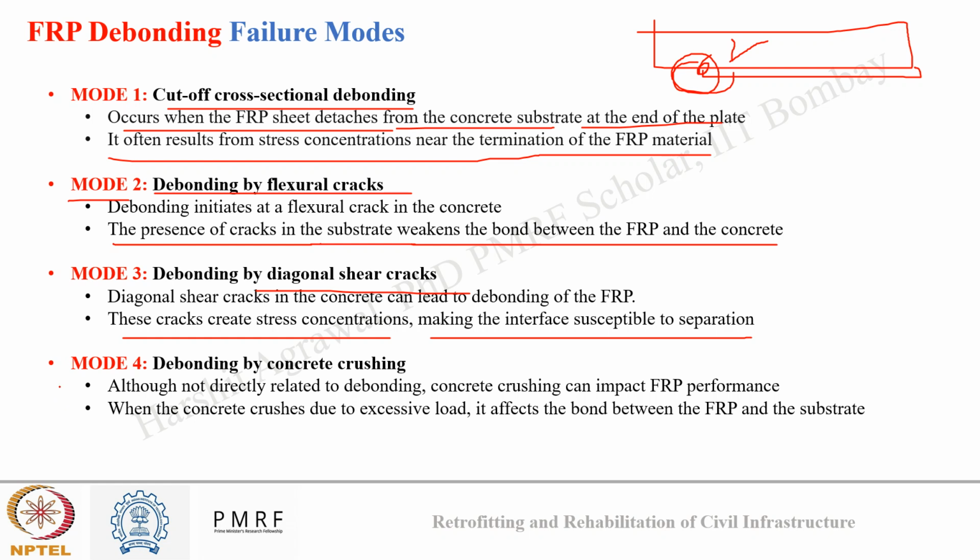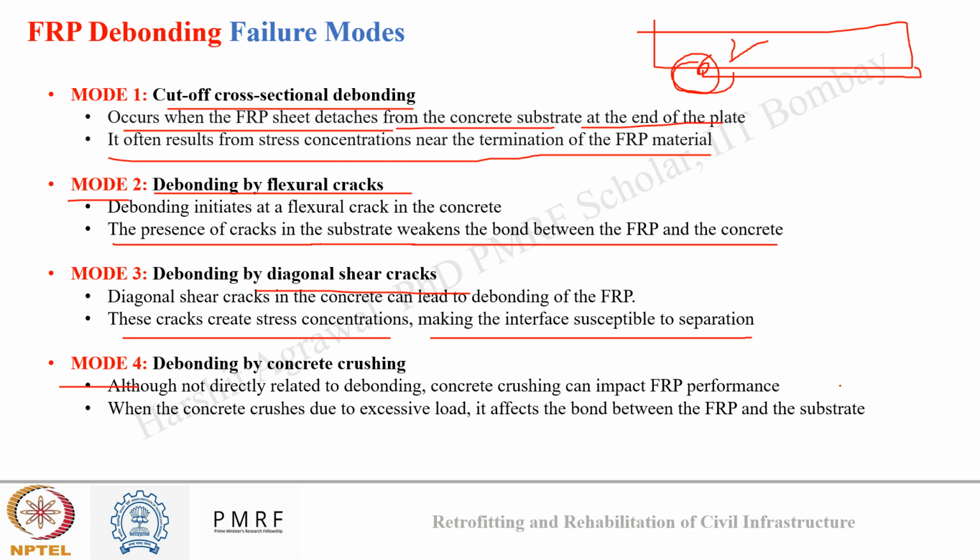And the fourth mode is debonding by concrete crushing. Although this is not directly related to debonding, concrete crushing can also impact the FRP performance. When concrete crushes due to excessive loading, it affects the bond between the FRP and the substrate. So if there is loss of concrete at the substrate, the bond between the FRP and the substrate can be affected, and it can also cause debonding.